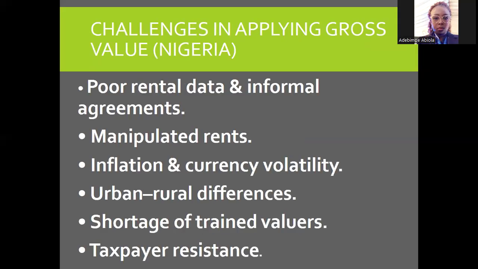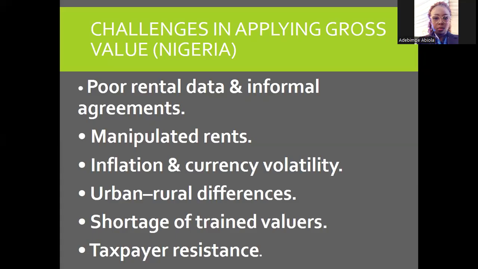So let's also look at the likely challenges in applying this gross value, especially in Nigeria. I know we have poor rental data, where many tenancy agreements are informal. By the time you go to all these local markets, you will notice that most of them don't even have a tenancy agreement. Every agreement is done verbally. There is no written agreement stating, okay, this will be your annual rent for this year. They don't even have it.